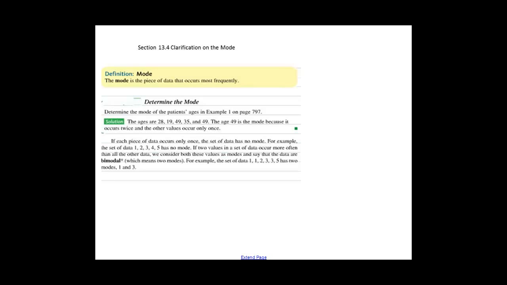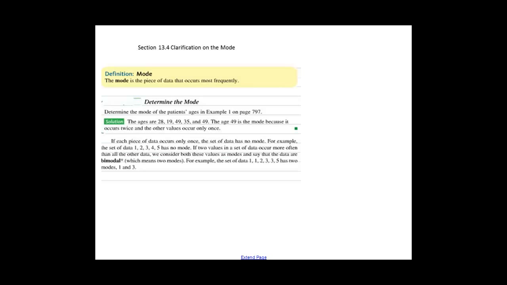In this video, I want to clarify the definition of mode. In one of the videos that is posted as a lecture resource in Blackboard, the presenter made an error in defining mode and giving an example. So I want to define it here for you. Now the text is absolutely correct. The definition in your textbook for mode is a piece of data that occurs the most frequently.